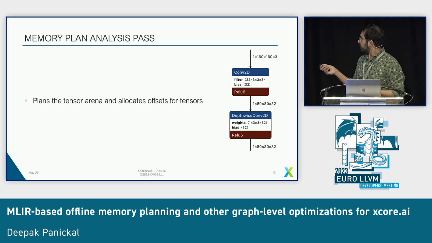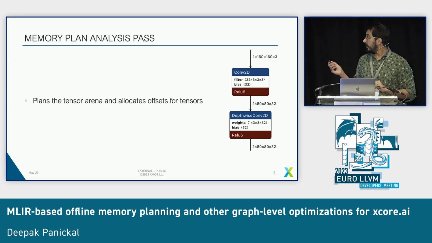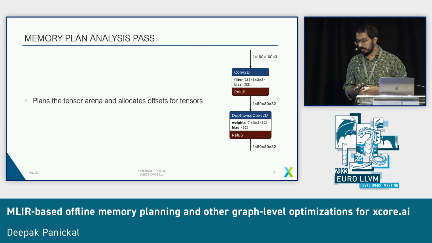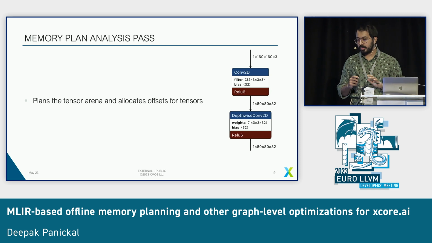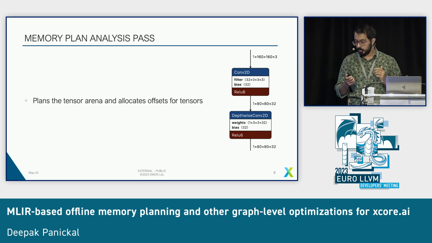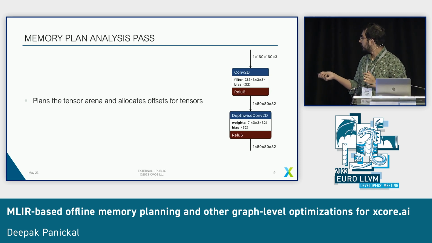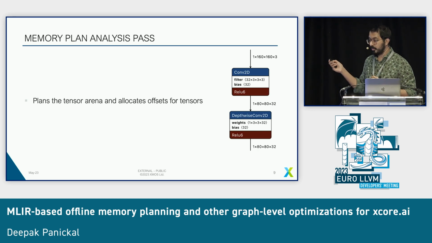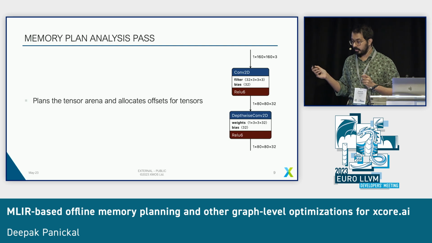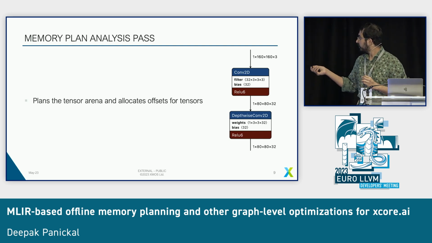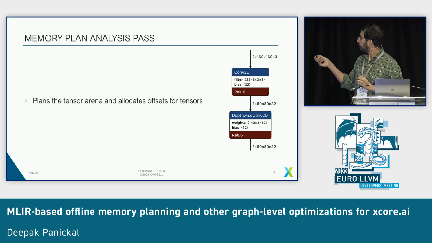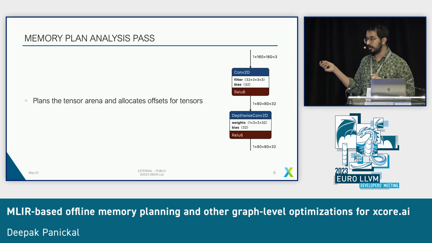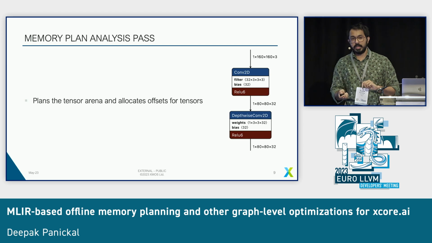So the first one is the memory plan analysis pass. So what does that do, right? It plans the tensor arena and allocates offsets for tensors in the model. If you look at this snippet on the right, you have a convolution which takes in an input of 160 by 160 by 3 and outputs 80 by 80 by 32. That's the output from the convolution. Both these tensors have to be allocated somewhere in the tensor arena to execute the convolution. And that's what the analysis pass does.